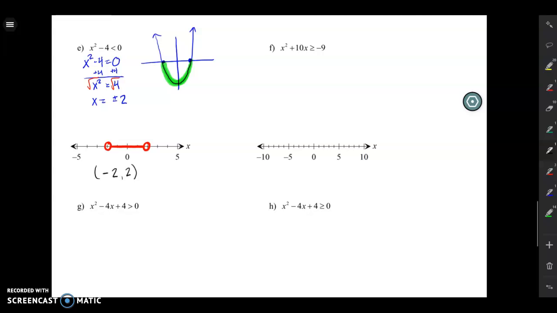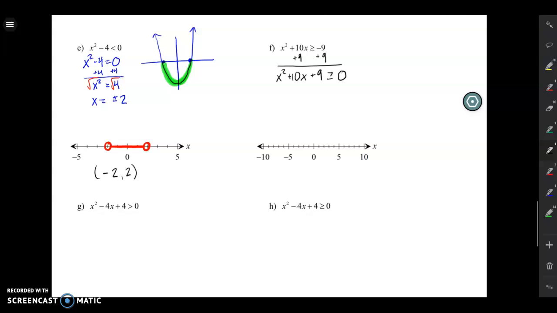Okay, example F is a really important one for us to look at because it doesn't have a 0 on one side of the inequality. So the first thing we want to do is make this inequality so that one side of it is a 0. So I'm going to add 9 to both sides. So I have x squared plus 10x plus 9 is greater than or equal to 0. And the reason I want to do that is because now when I start looking at my graph, I can still look at just values that are above or below the x-axis.